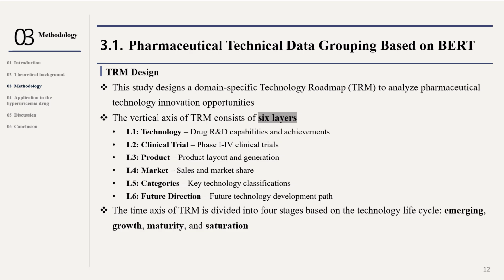The fourth layer is markets, which covers sales and market share. The fifth layer is categories, which classifies key technologies. Finally, the sixth layer is future direction, which outlines the future development paths of pharmaceutical technologies. The time axis of the TRM is divided into 4 stages based on the technology life cycle. These stages are emerging, growth, maturity, and saturation, which help in tracking how technologies evolve over time.